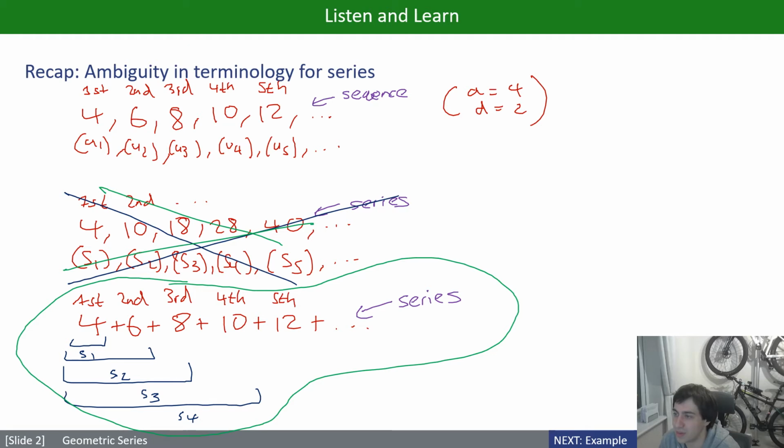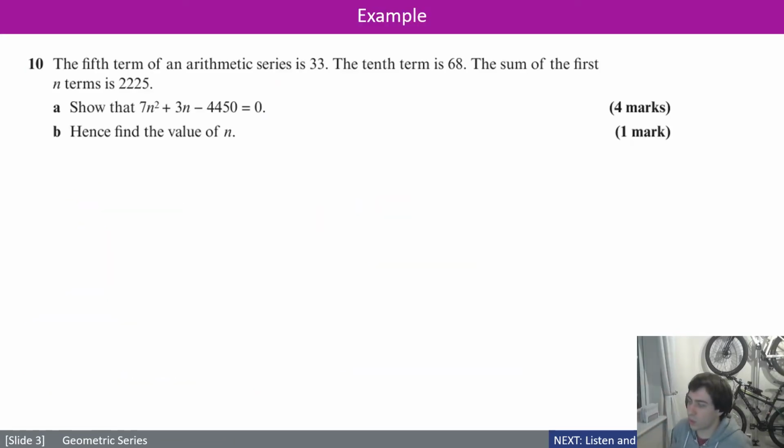So that's it really. I'm just going to give you one example to clarify this a bit. This was a question on arithmetic, so we've taken a pause on geometric for a moment. This is an example of an arithmetic series. I gave it to you last time. It said, the fifth term of an arithmetic series is 33. The tenth term is 68. Under my interpretation, you'll get the wrong answer. And I keep calling it mine, it's not mine, it's the mathematical interpretation, but you'll get the wrong answer.